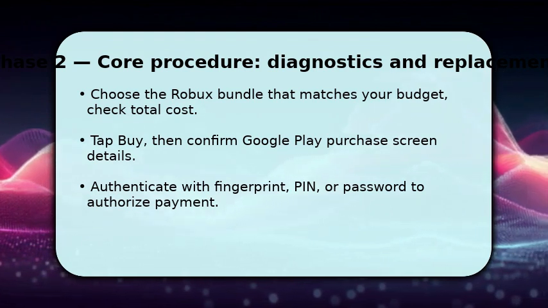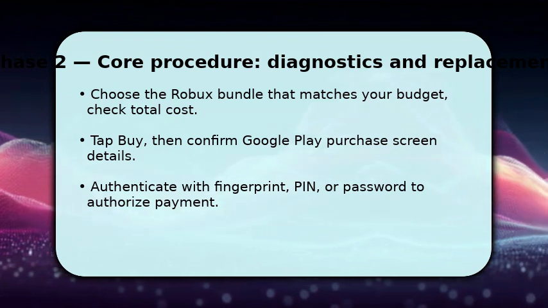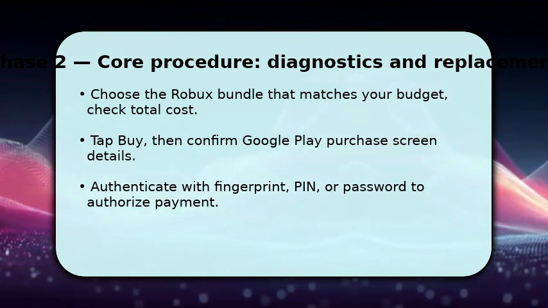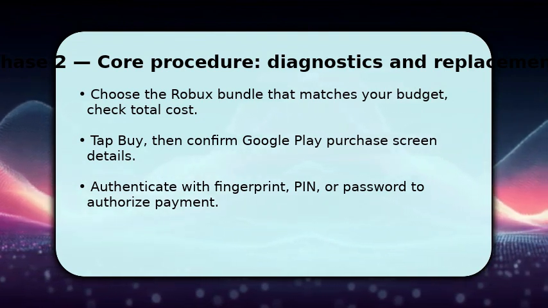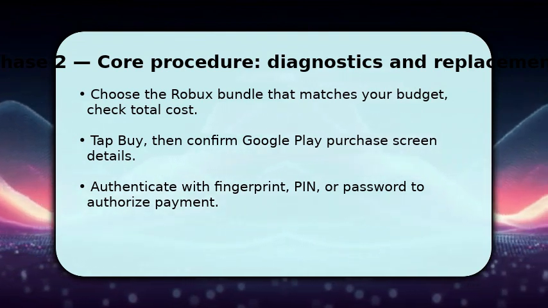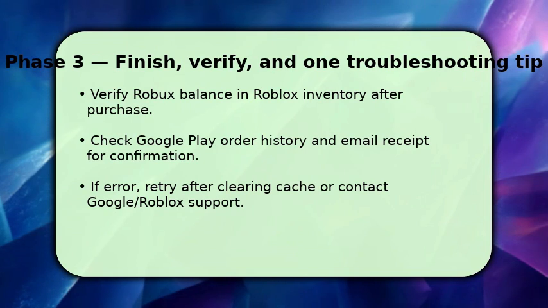This step finalizes payment. Once confirmed, Google Play processes the charge and returns you to Roblox where the purchase is completed. If it stalls, wait a moment for server updates before retrying. You should immediately check your Roblox balance to confirm Robux arrived. Sometimes it takes a few seconds to sync.